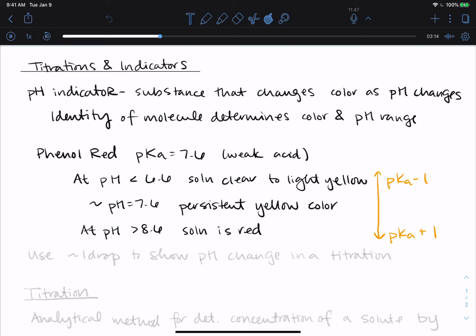So the way that you choose an indicator is to look at the expected pH at the end point of your titration and pick an indicator that will change color at the correct point. What we do with these molecules is we use very small amounts, about 1 drop, to show exactly where the pH changes in a titration.